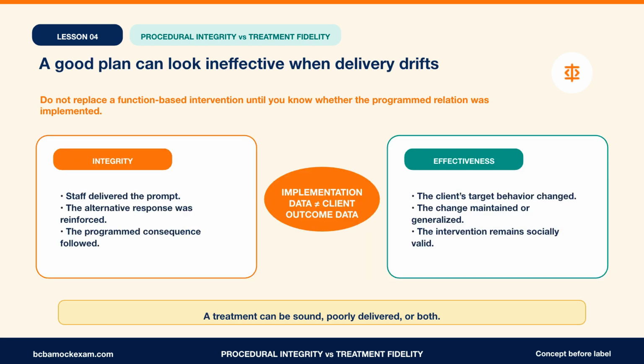A good plan can look ineffective when delivery drifts. Do not replace a function-based intervention until you know whether the program relation was implemented. A treatment can be sound, poorly delivered, or both. Staff deliver the prompt. The alternative response was reinforced. The program consequence followed. The client's target behavior changed. The change maintained or generalized. The intervention remains socially valid.